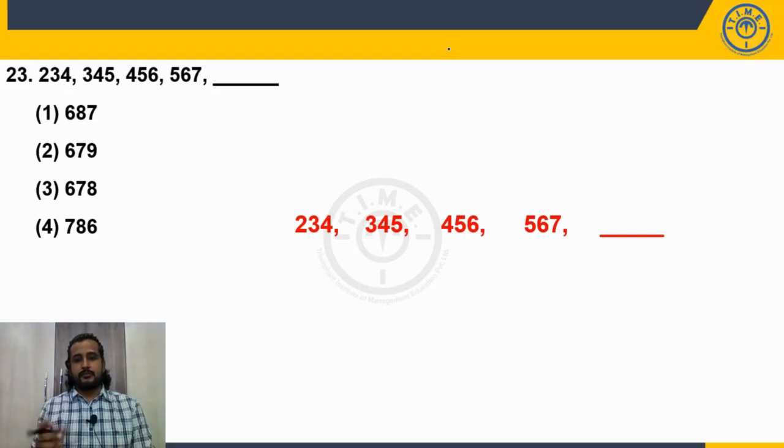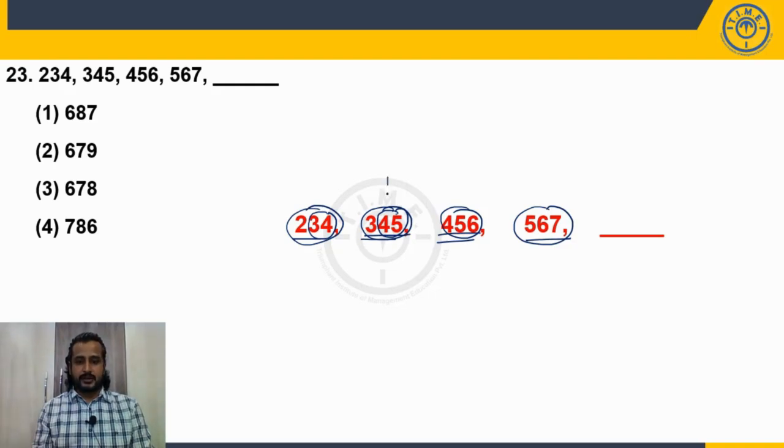Now look at this. Very easy question, but typical one. I mean typical to understand. 2, 3, 4, 3, 4, 5, 4, 5, 6, 5, 6, 7. Consecutive digits. Right. So 2, 3, 4. And again starting with the next digit, 3, 4, 5. Starting with the next, 4, 5, 6. Are you able to understand?